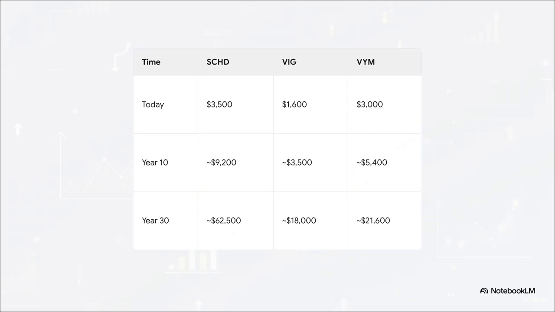Okay, now this is where it gets really exciting. Because of that high starting yield and that fast dividend growth, when you reinvest your dividends, the DRIP strategy, it creates this insane snowball effect. Just look at this chart. You can see how the income from SCHD just starts to pull away and then dramatically pulls away from both VIG and VYM over time.